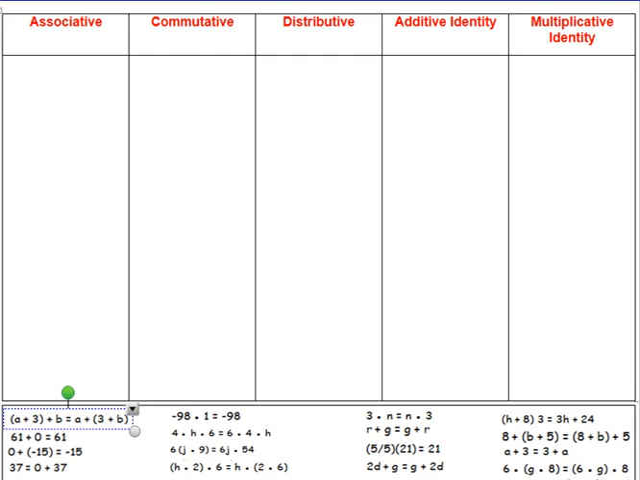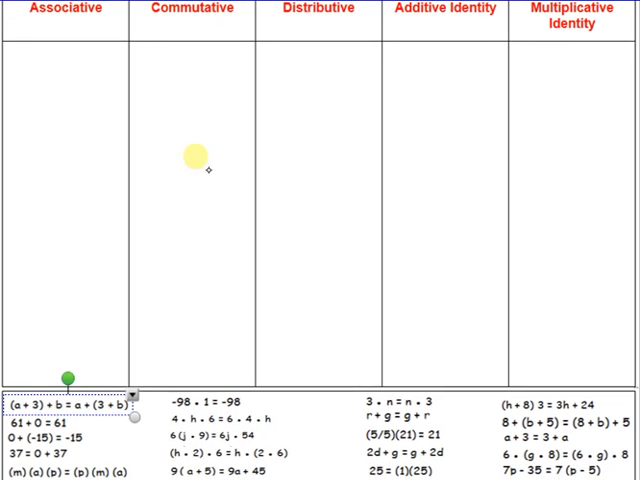Alright, so we have a little game here that we're going to play. It's a sorting game where we have some expressions down below, and we are going to sort them into the proper property column. Okay? So I'm going to start off with some easier ones first, and then we will get a little harder. So here we have 61 plus 0 equals 61. So that is going to be the additive identity, okay, because anything plus 0 is itself.